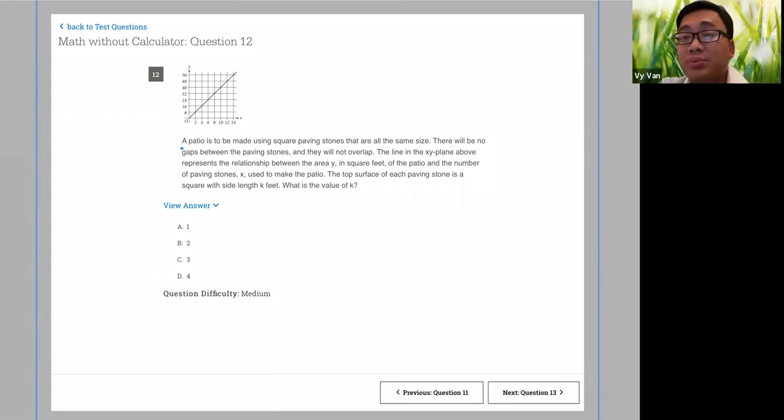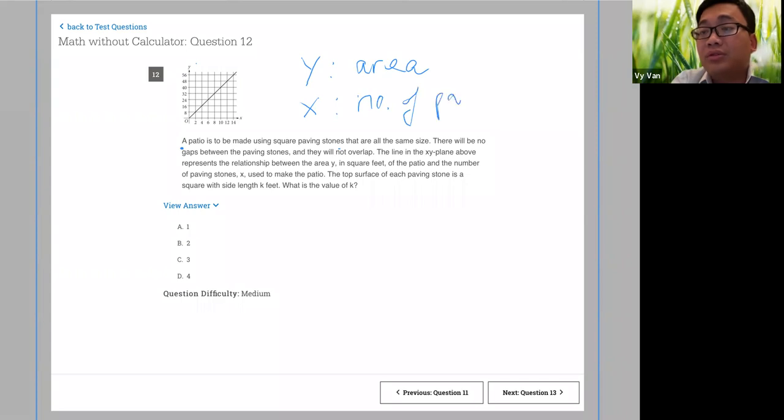A patio is to be made using square paving stones that are all the same size. There will be no gaps between the paving stones, and they will not overlap. The line in the xy-plane above represents the relationship between the area y, in square feet, of the patio and the number of paving stones x. So here, y is the area, and x is the number of paving stones.